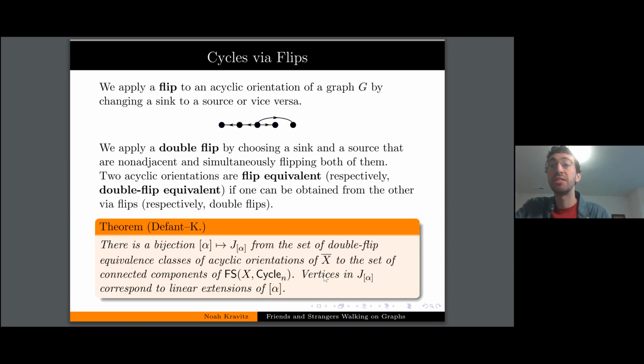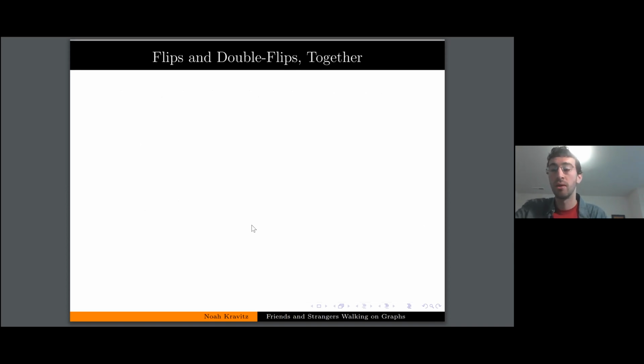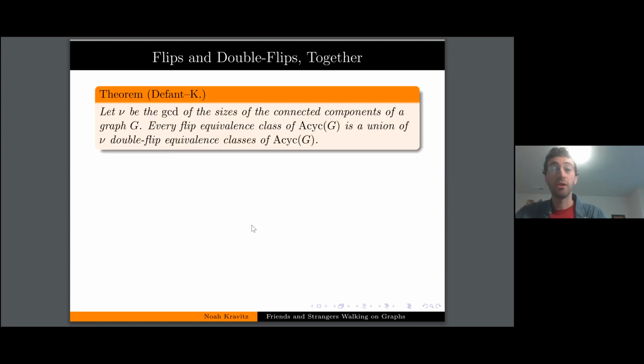So this is our toric analog of what we saw in the previous slide, but it's not very helpful unless we can actually say something about these double flip equivalence classes. So that's the next order of business. So now the goal is to relate double flip equivalence classes, which we're interested in, to flip equivalence classes, which are well understood. And our main theorem, which is really the hardest part, is the following. Let nu be the GCD of the sizes of the connected components of a graph G. Then each flip equivalence class of acyclic orientations of G is a union of exactly nu double flip equivalence classes of acyclic orientations of G.